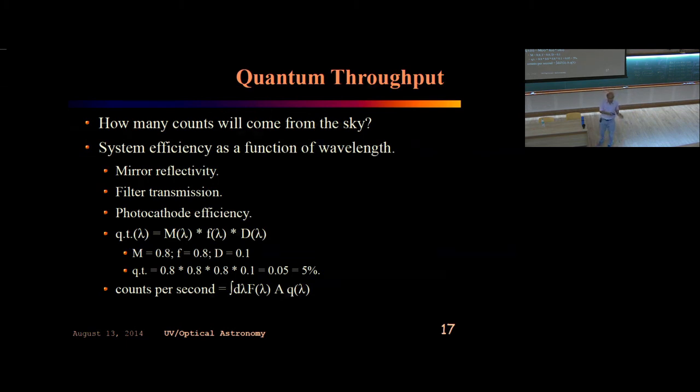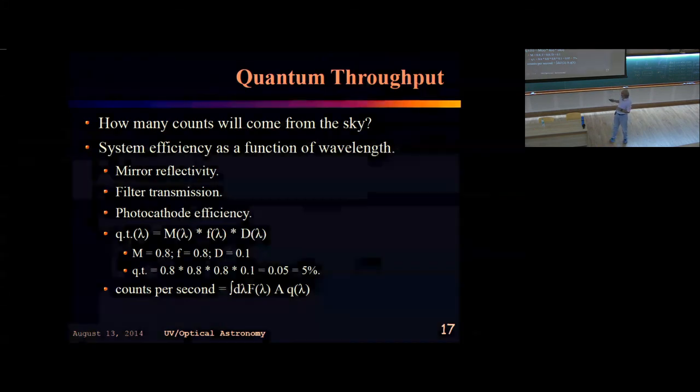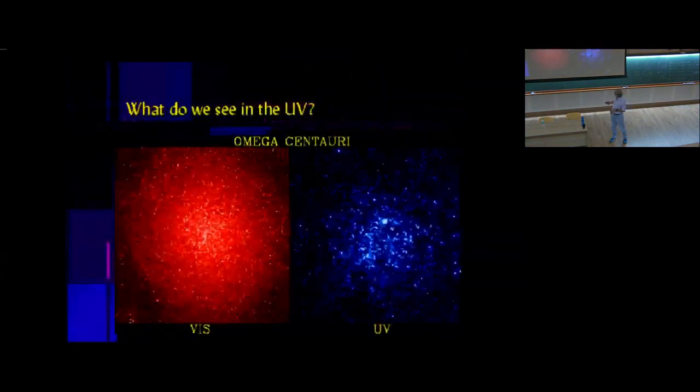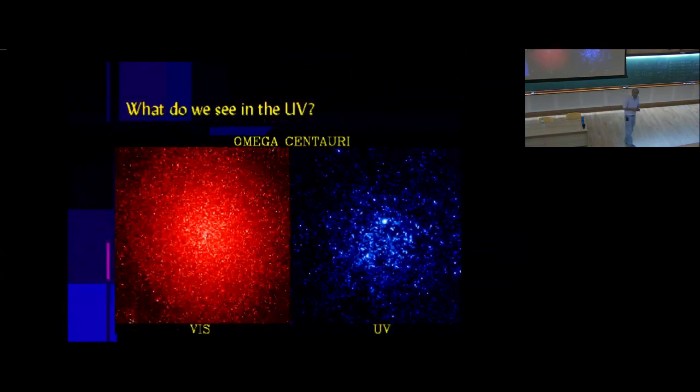We've been doing some of that using the GALEX and SDSS bands, which gives us 7 bands in order to do star classification and extinction. So let me end there. Now let me just say what you see in the UV, and then I'll end. What we see in the UV are hot stars.